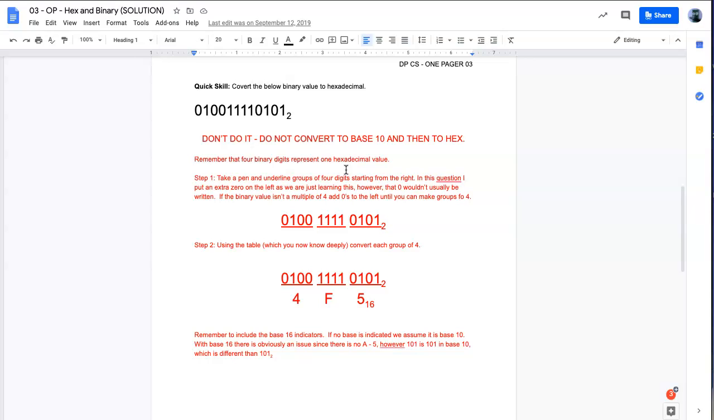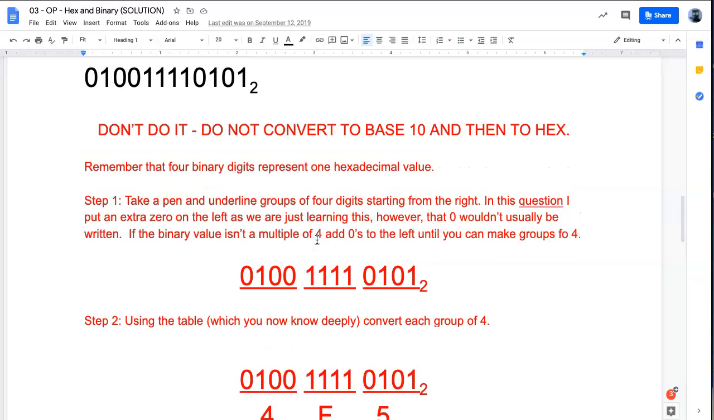What you do is you leverage this idea that 4 bits, or a nibble as we call it, represents one hexadecimal digit. So step one is you take a pen and underline groups of 4 digits starting from the right. I'll zoom in a little bit here. All right, starting from the right.